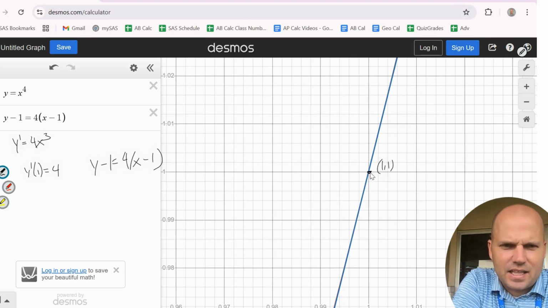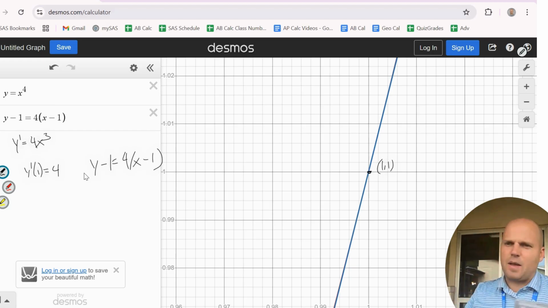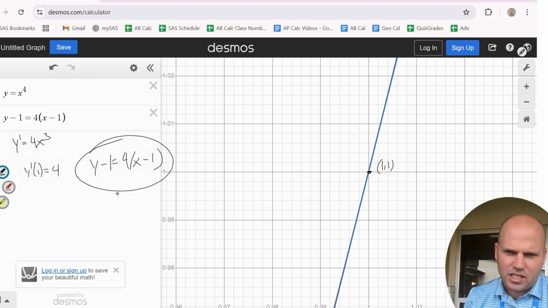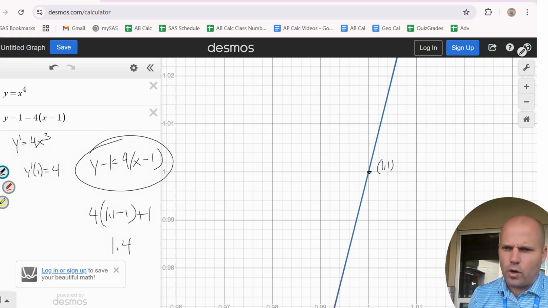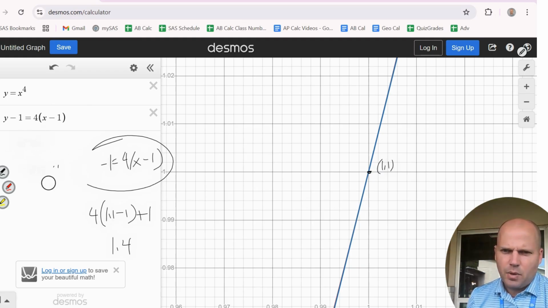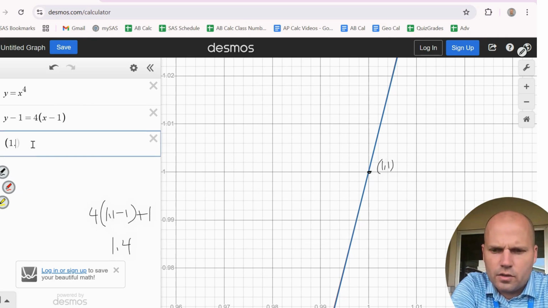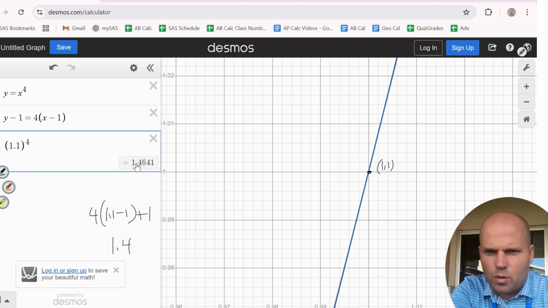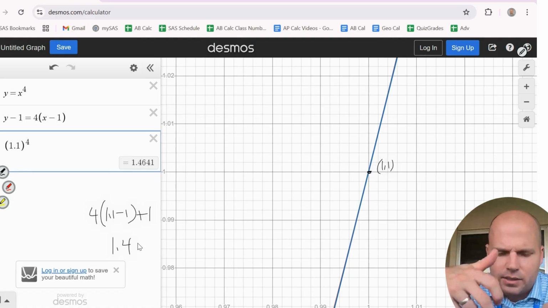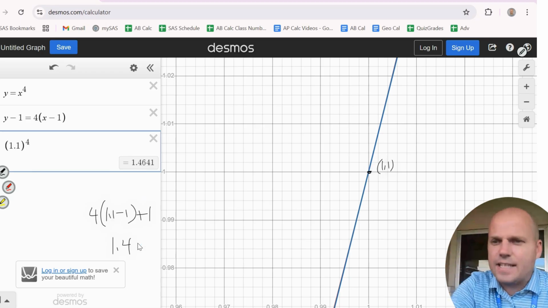I can't see the difference between the curve and the line, which means, let's say we want to approximate 1.1 to the fourth. Instead of plugging it in here, I'm going to plug in x equals 1.1 into there. And I get 1.4. That seems so easy, but that's powerful. And you can see what the real value is. That's 1.46. Now, are we dead on?